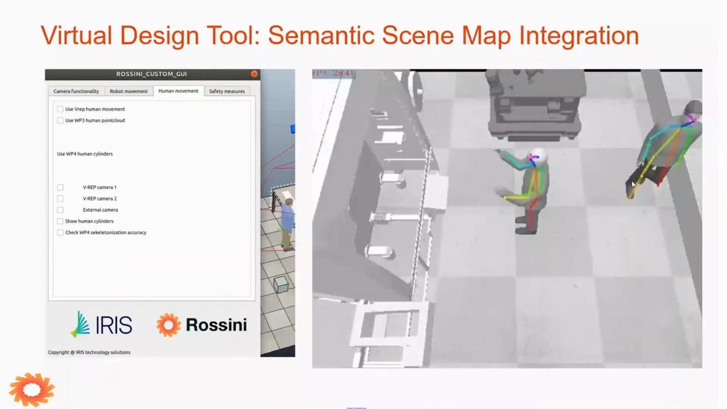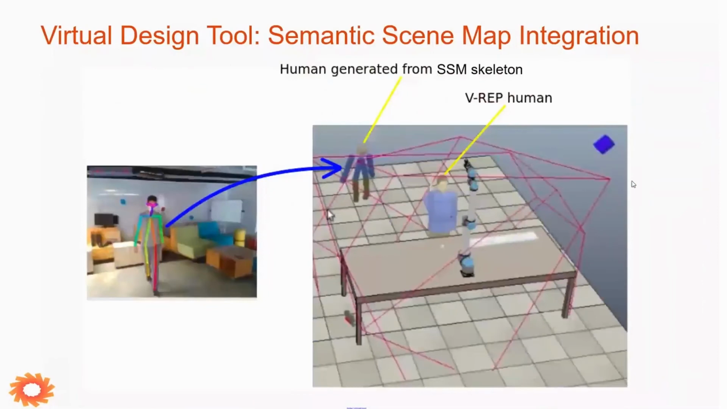But we went also another step further. In this case, we actually use a normal image from outside VREP with a normal camera, apply the skeletonization algorithm of the semantic scene map as seen on the left, and then using another C++ plugin, use the coordinates of that skeleton and draw it inside this VREP scene. So this way you could set up some test outside VREP in the real world with a table and some working area, and then combine it with a robot inside VREP.